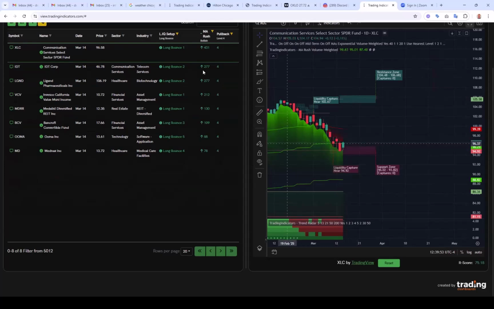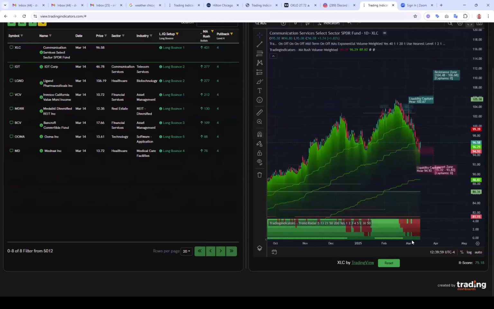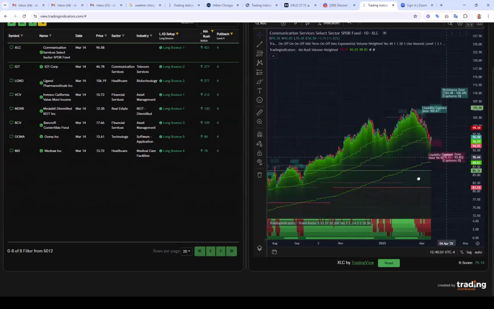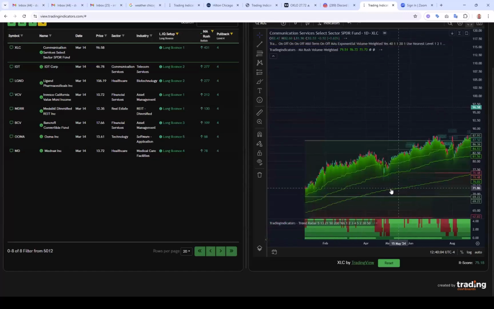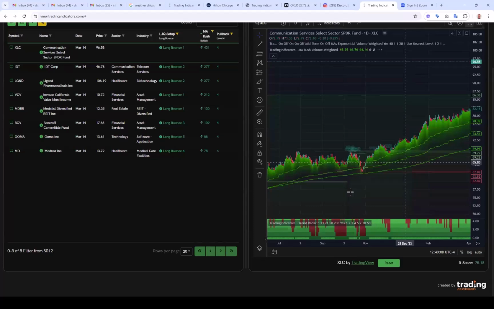But in addition to all this, we are also bullish for 431 trading days. That's a long time. If I scroll all the way back here in our chart, we can see that MA Rush shows us a bullish label. To go even further back. Oh boy.